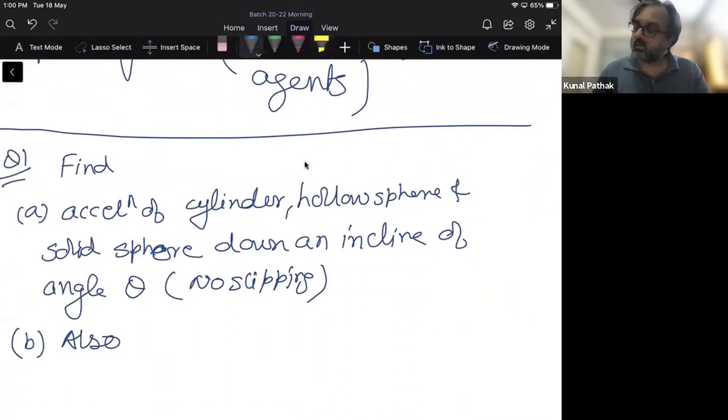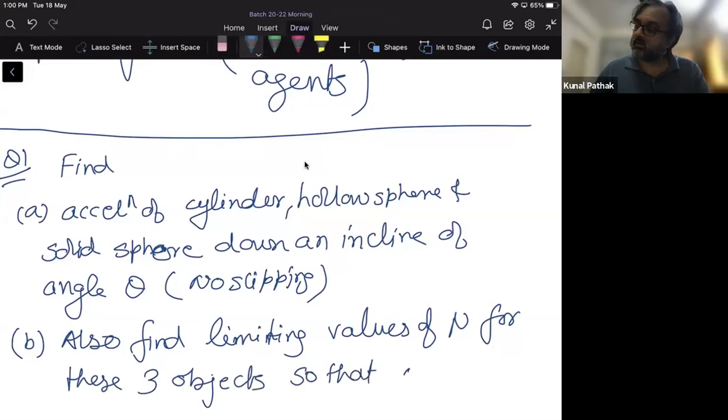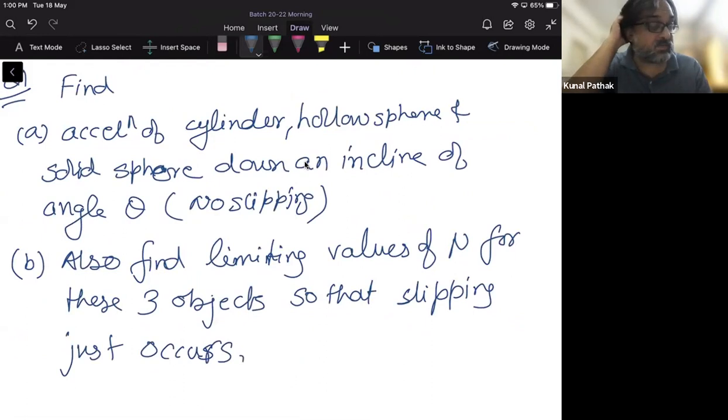Also, find the limiting values of mu for these three objects so that slipping just occurs. Right, so basically in part A, I'm telling you to take friction as F. In part B, I'm telling you to take friction as mu N. Okay, please do this quickly.